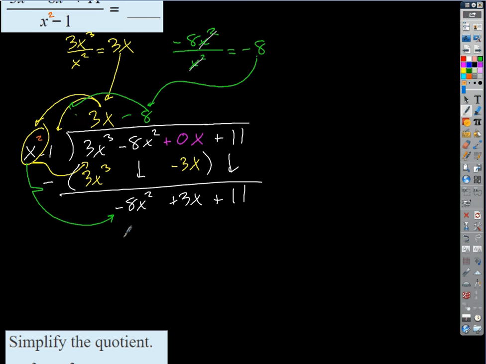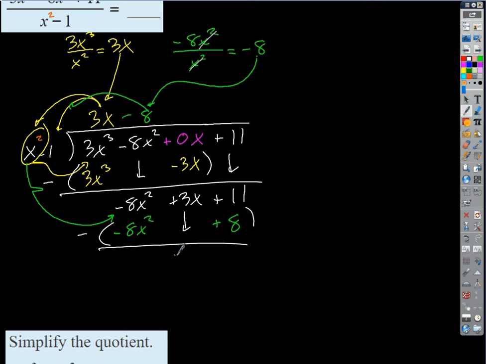Negative 8 times x squared is negative 8x squared. Negative 8 times negative 1 is plus 8, so that goes there. And we're going to subtract the whole thing, so I put a negative out front and put it all in parentheses. Negative 8x squared minus negative 8x squared cancels, correct? Yep.